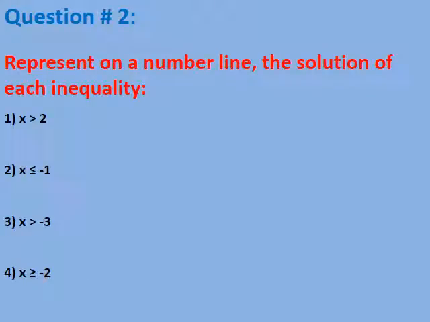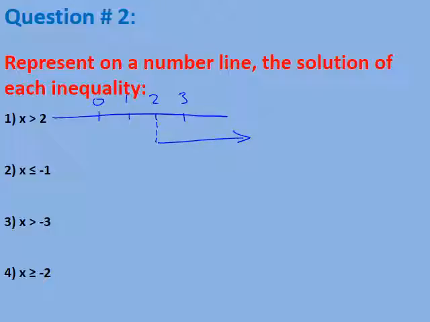Now question number 2. We should represent on a number line the solution of each inequality. Ala, we have x greater than 2. What should we draw first? We draw a number line. We write 0, 1, 2, 3, etc. We have x greater than 2. On 2, it should be dotted or complete? It should be dotted because we don't have equal to.